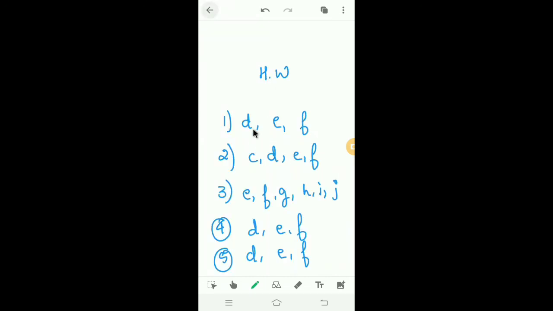Today's homework: solve first main D, E, F; second main C, D, E, F; third main E, F, G, H, I, J; fourth main D, E, F; fifth main D, E, F in your math book.